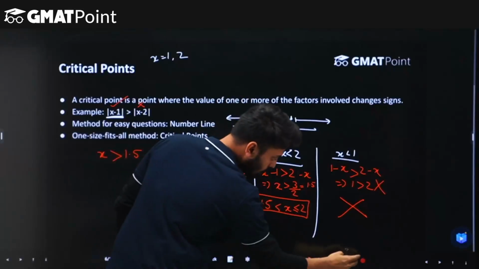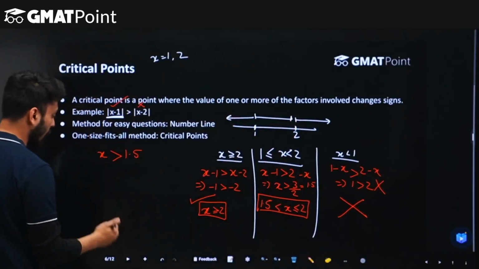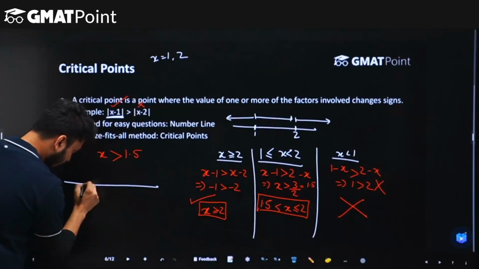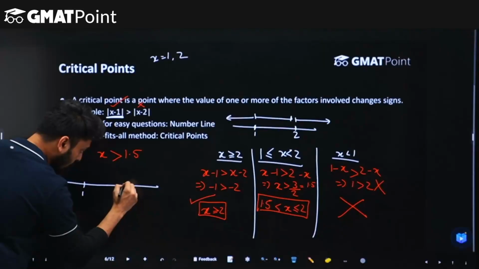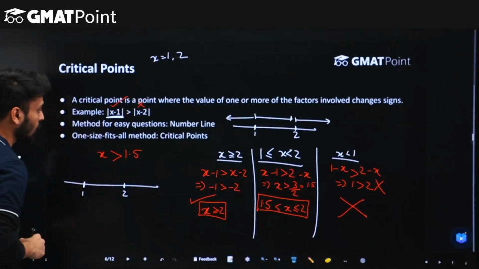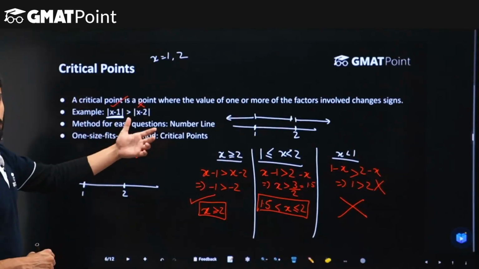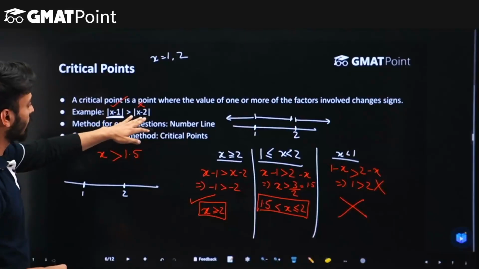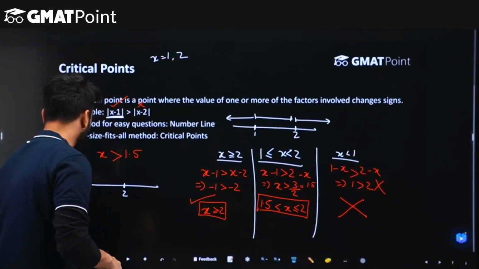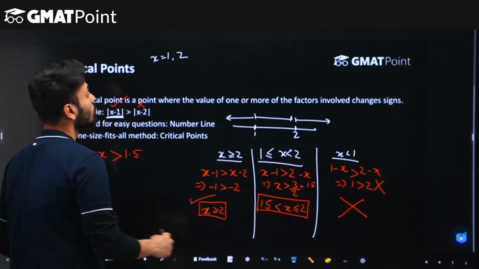Again, if I was to use the number line in this case, I would have had 1 and 2 as my critical points. And what the question is asking you is for what range of values of x is the distance from 1 greater than the distance from 2? Let me just draw this slightly higher up.